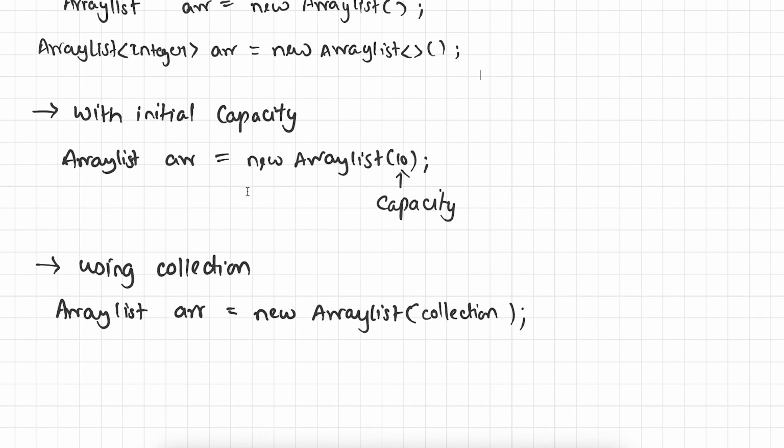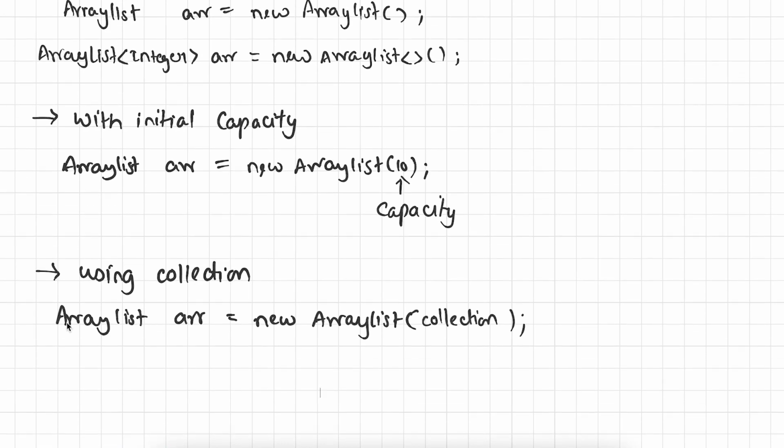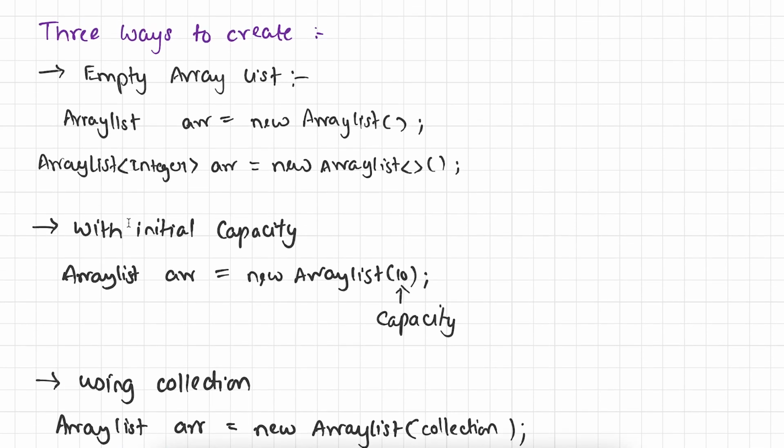Now the third way to create an ArrayList is using a collection class. The collection framework provides a lot of implementation classes for linear or non-linear data structures like stacks, queues, lists of strings, lists of characters, and so on and so forth. So let's say you already have a collection of some strings or some other objects, and you want to create a new ArrayList out of that collection. Then you can simply pass the collection to the constructor of this ArrayList, so you get a new ArrayList of that collection. So these are the three ways you can create an ArrayList in Java.